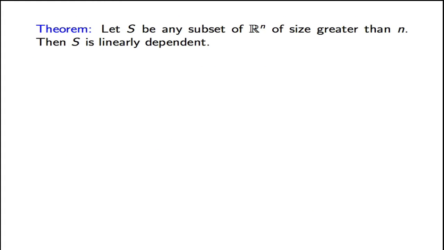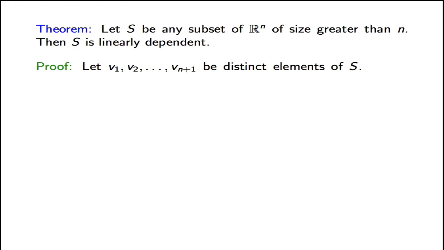So let's proceed with proving a couple of theorems. Suppose we have any subset of Rn which has size greater than n, then we claim that this set is linearly dependent. So if a subset of Rn is linearly independent, then it must have at most n elements.